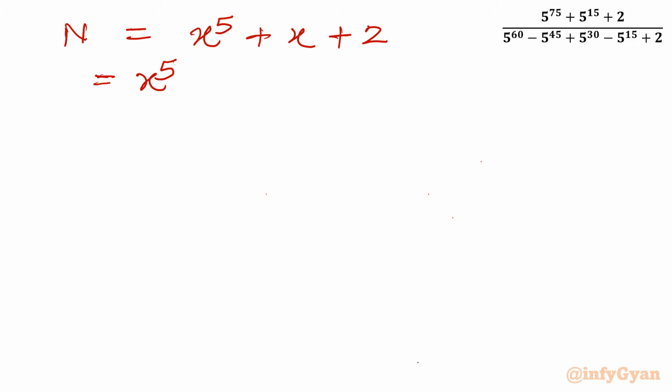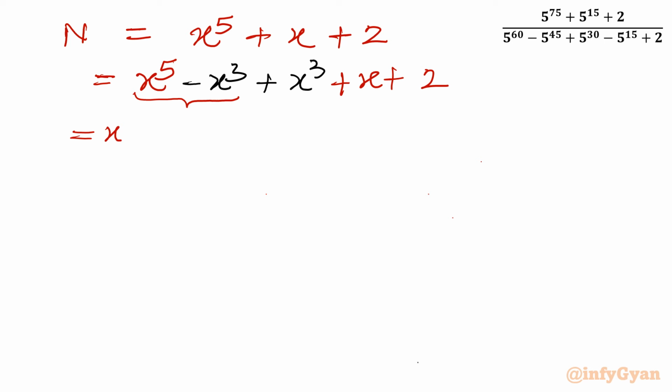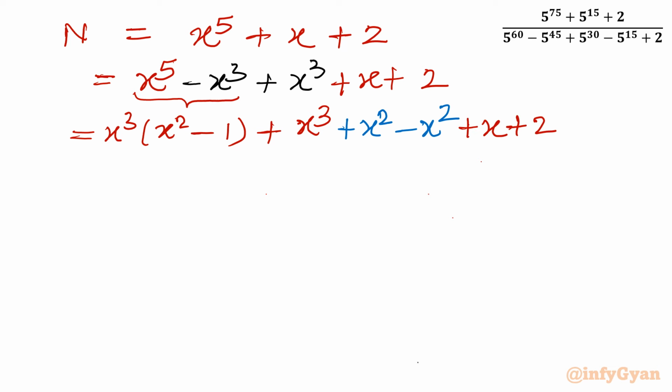So I will write x^5 and then I will use one algebraic manipulation step. I will subtract x cube and I will add x cube here. So I will be writing the remaining terms as it is, x plus 2. Now from first two terms, x cube is common. So we can write x cube in bracket (x square minus 1) plus the left is x cube plus x plus 2. So we can write x cube and then we will use one manipulation step. Here I will add x square and subtract the same. And then I will be writing the remaining two terms, x plus 2. Now I will write x cube, (x square minus 1), (x square minus 1) is a difference of two squares, (x plus 1)(x minus 1).